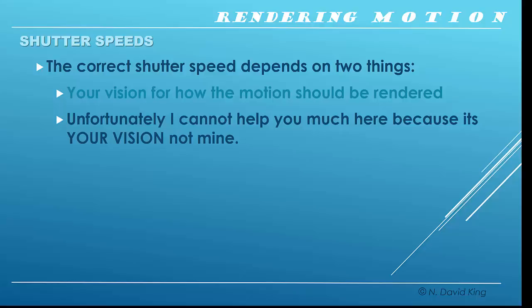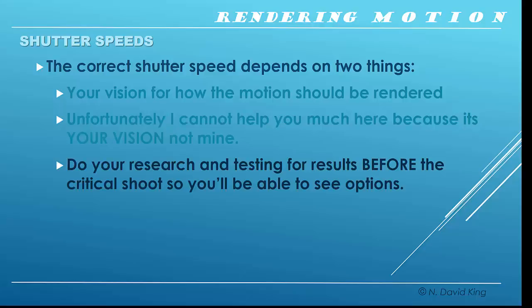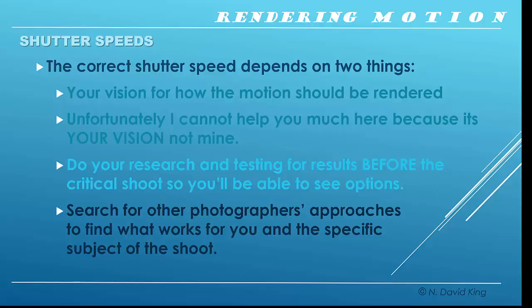You may, in your mind's eye, when you see this activity, you may see it flowing and blurred. I may see it frozen. You may see it with everything jumbled and expressionistic, and I may see it in a very different way. This is something you, as the artist, have got to determine for yourself. What do you really want this to look like? So do your research. Do your testing before the critical shoot so you can see options on it. And go online. Search for other photographers' approaches. Find out what works.